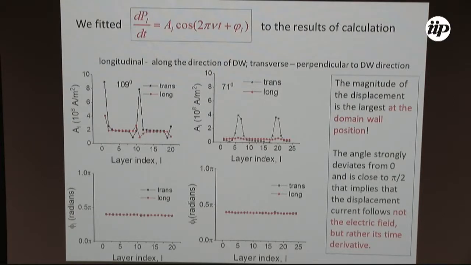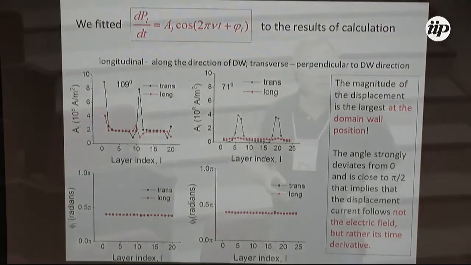So by using these supercells, we calculated the displacement current, dP/dt, versus time. And we fitted these results by a harmonic oscillator. So the harmonic oscillator has magnitudes and phases. The magnitudes are shown in the upper slides, and the phases are here at the bottom. I did not say, these numbers are the indexes of layers. So we calculated these displacements for each atomic layer in parallel with the domain wall. And we have the first layer, second, and until the 24th.